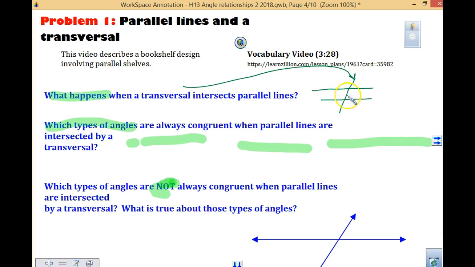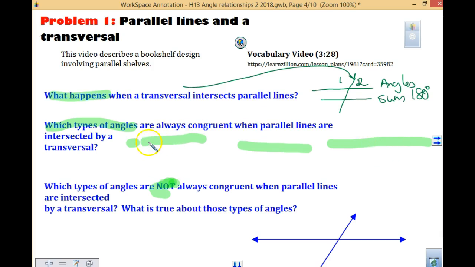It is always going to create angles around here. Angle 1 and angle 2 are going to sum to how many degrees? 180. So these two that are right next to each other on a straight line are 180 degrees, right? They are supplementary, angle 1 and 2.